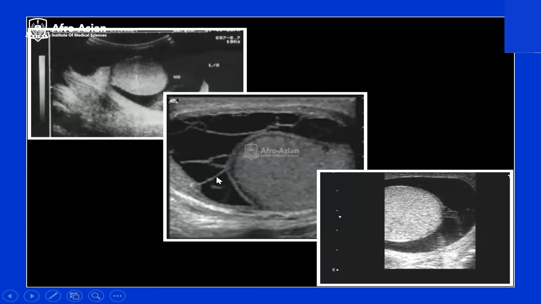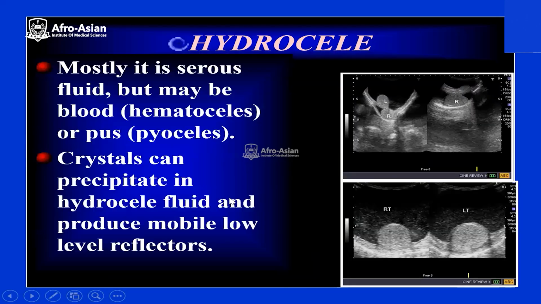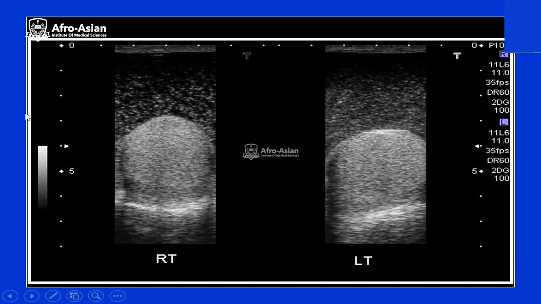Septation in the hydrocele indicates chronic hydrocele, which can be due to tuberculosis or any chronic disease. So mostly it is serous fluid, maybe blood like hematocele, or pus, which is pyocele. Crystals can precipitate in hydrocele fluid and produce mobile low-level reflectors. These are the internal echoes, which can be debris.